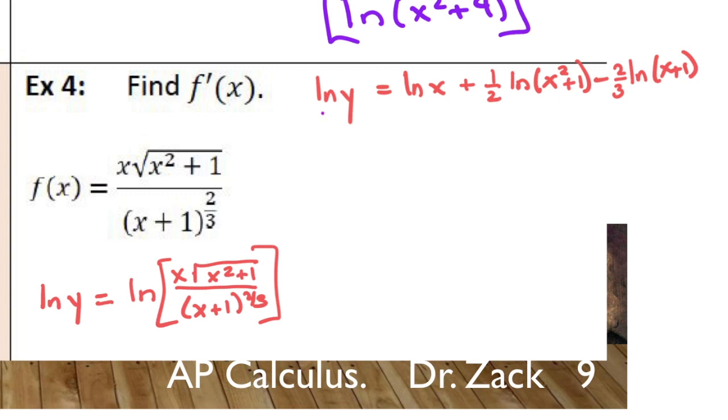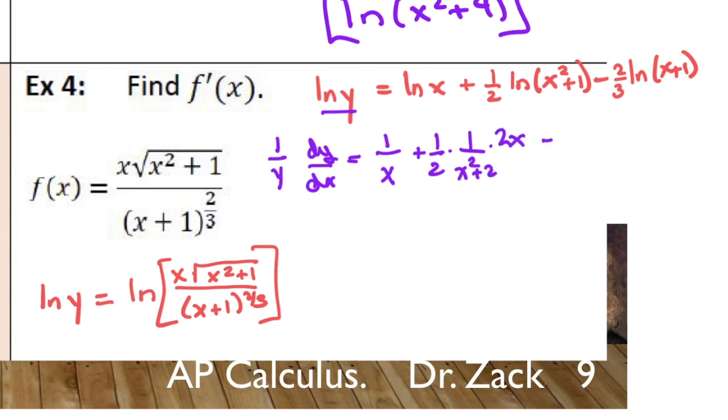We will find the derivative of natural log of y, 1 over y, dy/dx, using implicit differentiation, is 1 over the argument plus 1/2 times 1 over the argument multiplied by 2x for the chain rule, minus 2/3 times 1 over the argument. Now notice we still have a y in the problem. That is not permitted. We want to replace it.